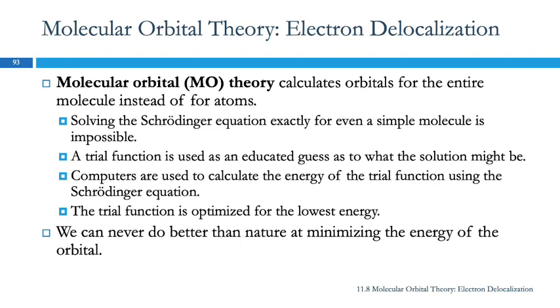It's also more difficult. To solve the Schrodinger equation, even for a simple diatomic molecule, is actually impossible. So they use a trial function as an educated guess and see how that works. Basically it's iteration: you change it a little bit and see if that makes it better. Computers calculate the energy for the trial functions, and then optimize it for the lowest energy. And so that's us approximating what nature is doing. We'll never do as well as nature does at approximating that.